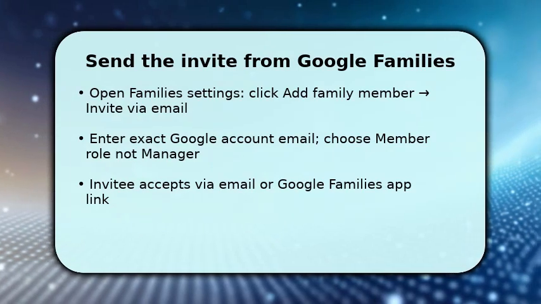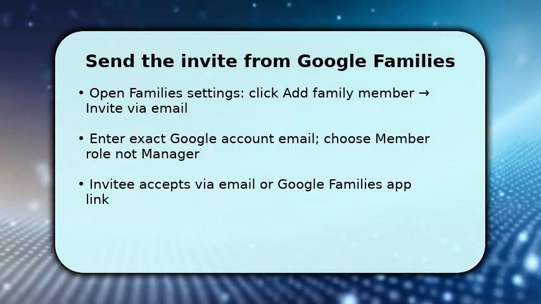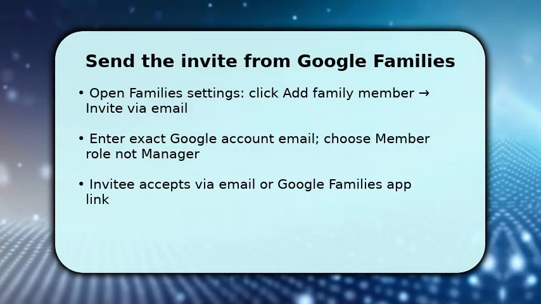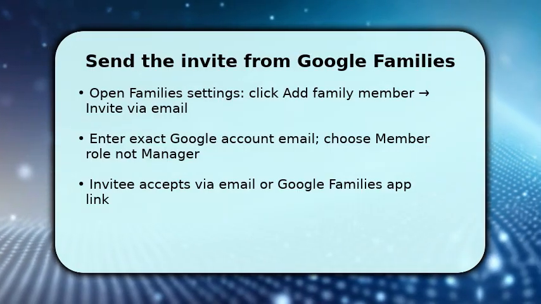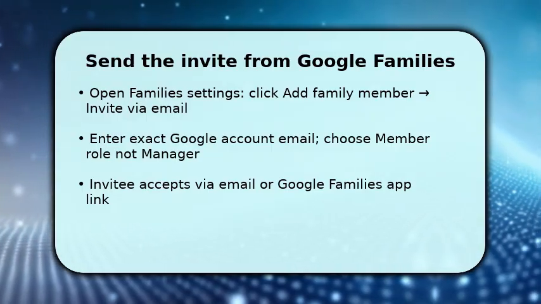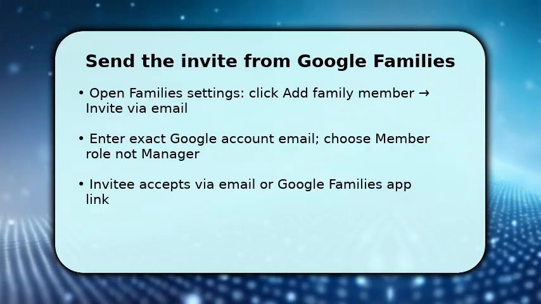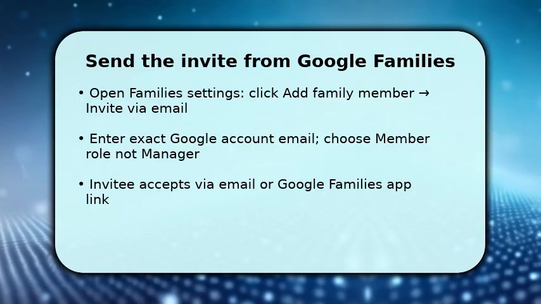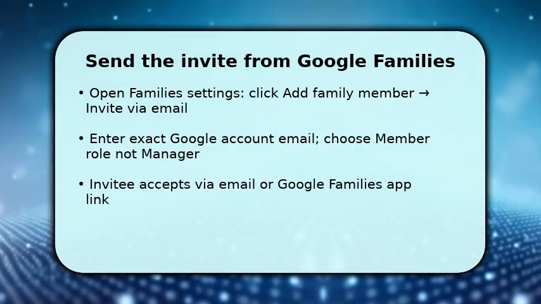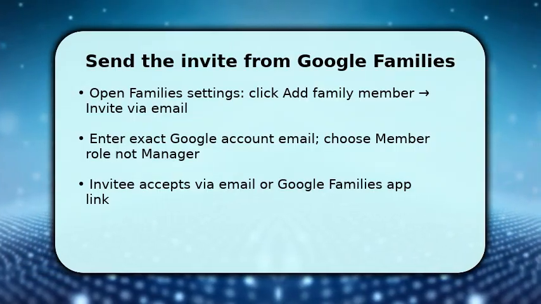Next, you send the actual invite through Google Families rather than YouTube Settings. From Families, choose Add Family Member and type the exact Google account email. Pick Member, not Manager, to avoid permission issues. Once you send it, the invitee receives an email and a link they must accept, so tell them to check promotions and spam. If they accept on mobile, they might need the Google app. Make sure they sign into the same Google account before tapping the accept link so the join completes successfully.